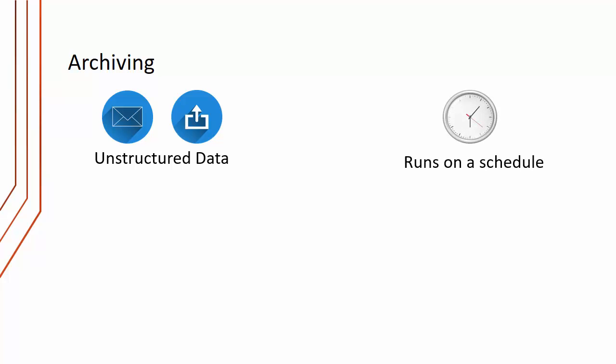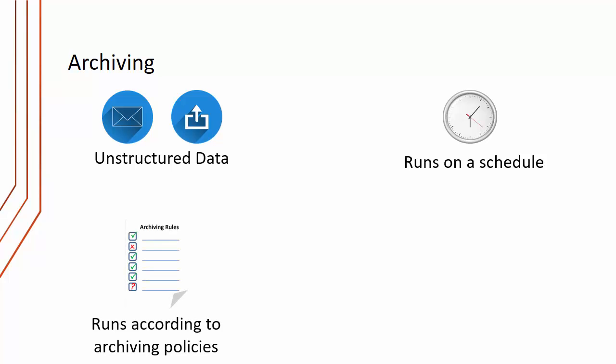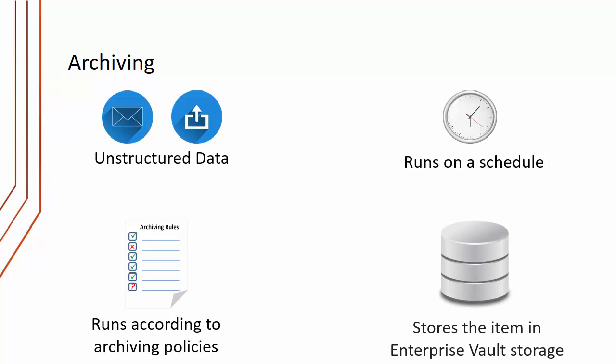It runs on a schedule, so generally it's not a continuous process, although there are types of archiving that do run continuously. It runs according to archiving policies that determine what is going to be archived and when it's going to be archived. And finally, it stores the item in Enterprise Vault storage.